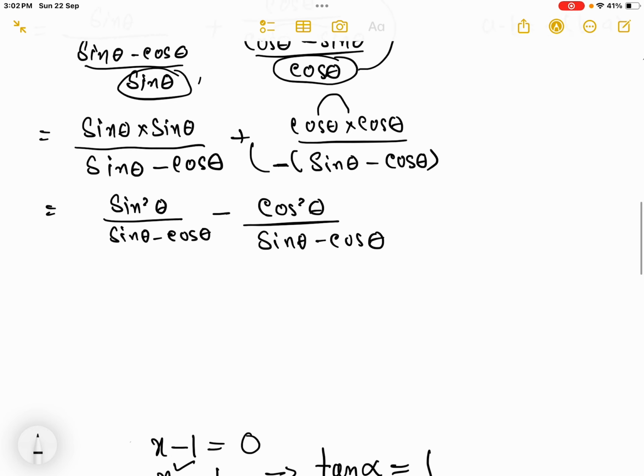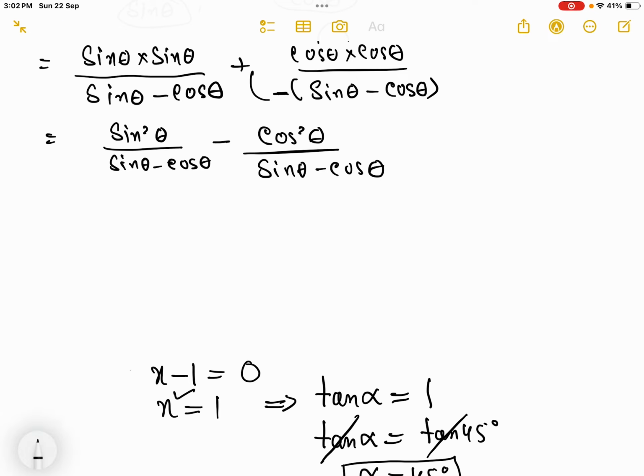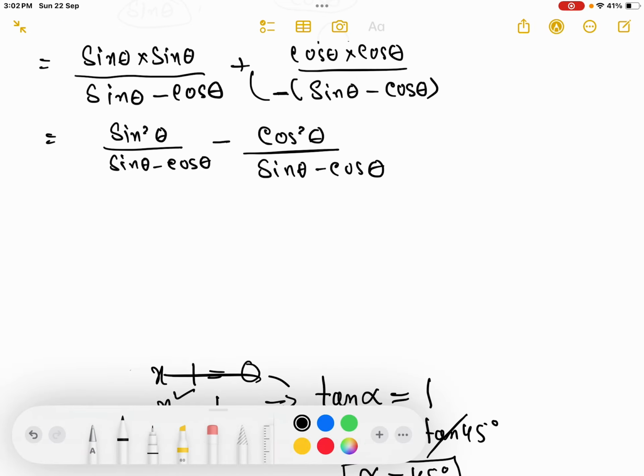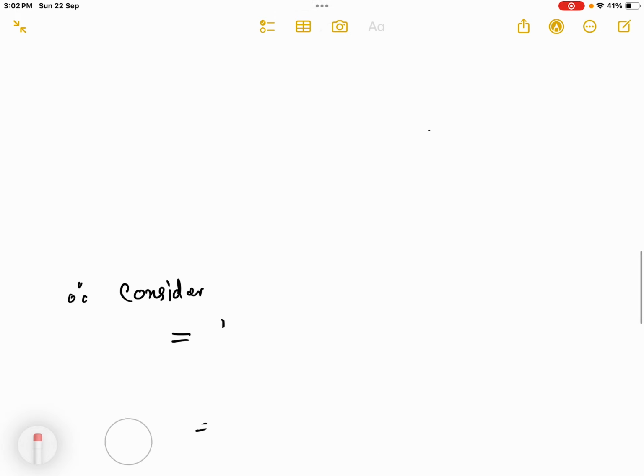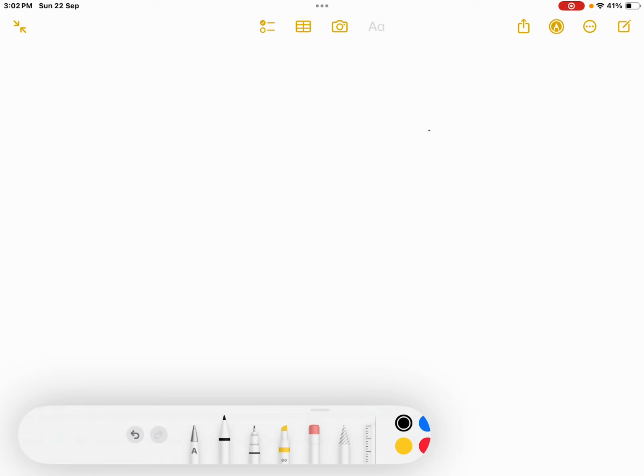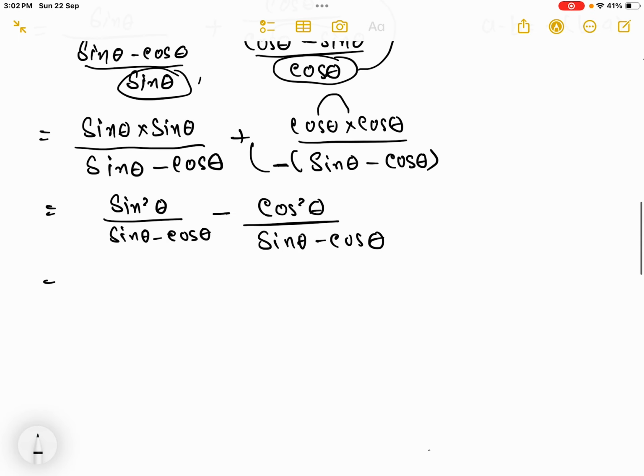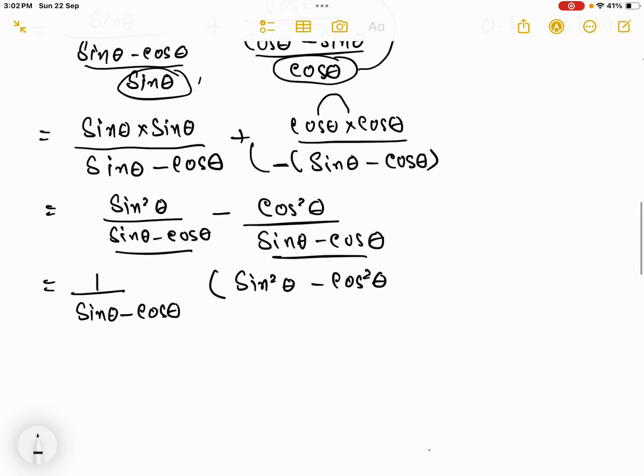Then after, please wait a moment, I will rub this text. Then in the denominator, sin theta minus cos theta, I can pull out this. And inside will remain sin squared theta minus cos squared theta, because I have pulled out this quantity as common in the denominator. So inside will remain only sin squared theta minus cos squared theta.